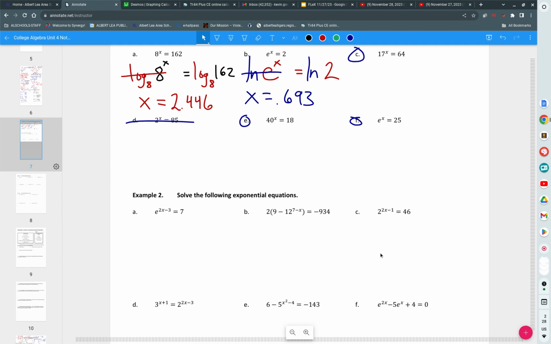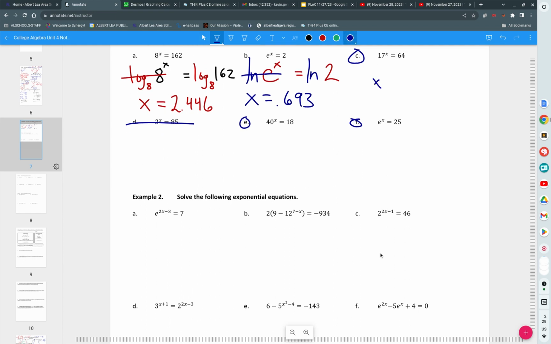Okay, what'd you get for letter C? 1.468. What'd you get for letter E? 783. And for letter F, x is equal to 3.219. Anybody have a question about those three? Going once, twice, 3 times.